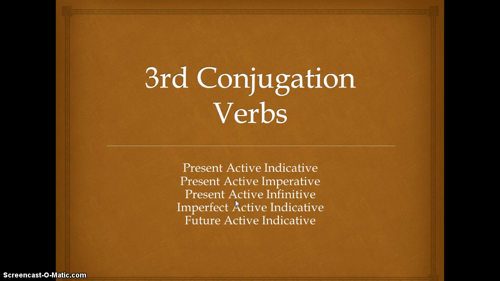So, third conjugation verbs form differently than first and second conjugation verbs. And because of that, we have to learn a new process for how to form the third conjugation. First and second conjugations form in a very similar way to each other. Third forms in a different way. So we are going to learn how to form the present active indicative, present active imperative, present active infinitive for third conjugation verbs. And then we're going to also learn the imperfect and the future active indicative, both of these tenses also forming off of the present stem.